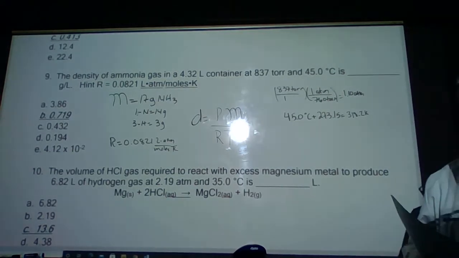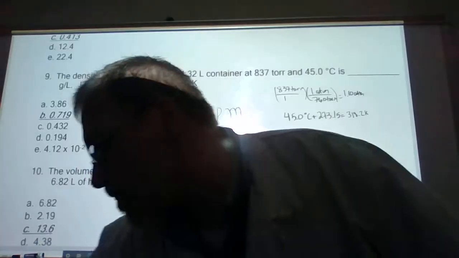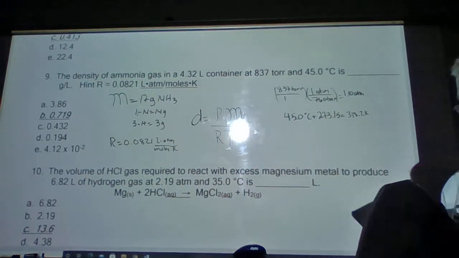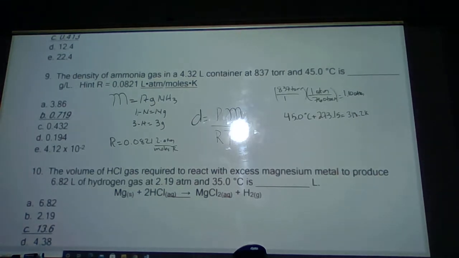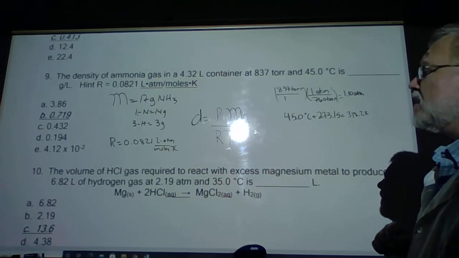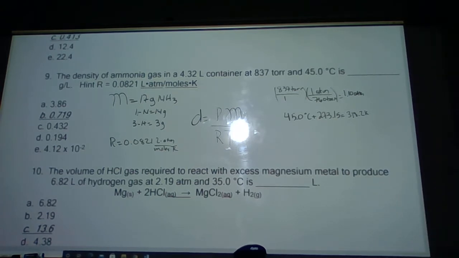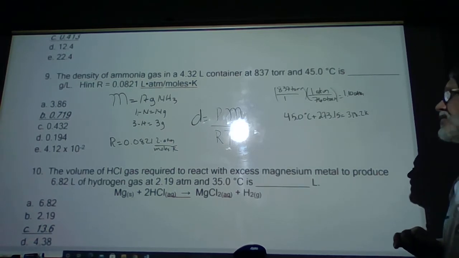Starting off with problem number 13. Excuse me, number 9, sorry. It says the density of ammonia gas in a 4.32 liter container. The ammonia gas is at 837 torr pressure and 45 degrees C. It asks us what the density of that gas is. Hint, the value for R is 0.0821 liter atmospheres per mole K.